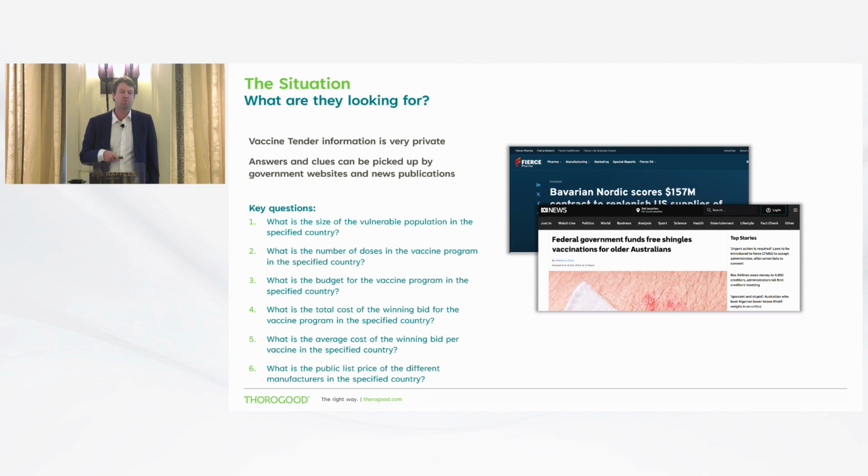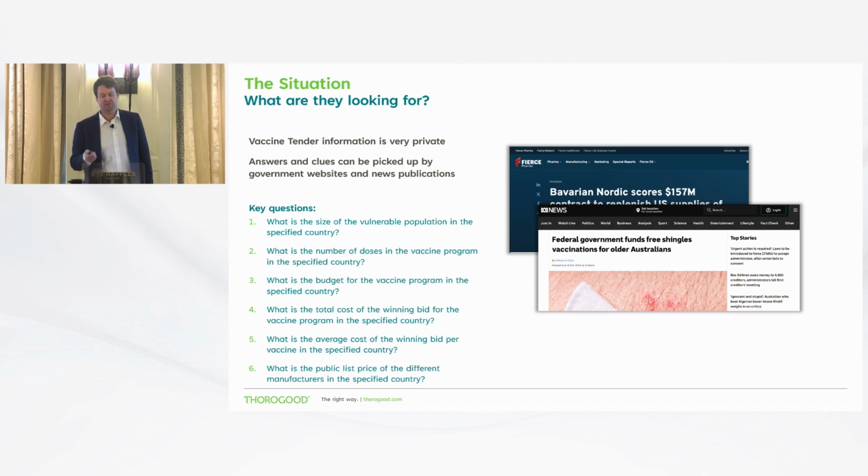So first of all, what is the size of the vulnerable population in the country that we're submitting the tender response to? What are the number of doses in that vaccine program? What is the budget for the vaccine program in that country? What's the total cost of the winning bid for the vaccine program in that country if the tender's already happened? What is the average cost of the winning bid per vaccine? And then what is the public list price of the different manufacturers in that country for that vaccine? So how do we go about this?